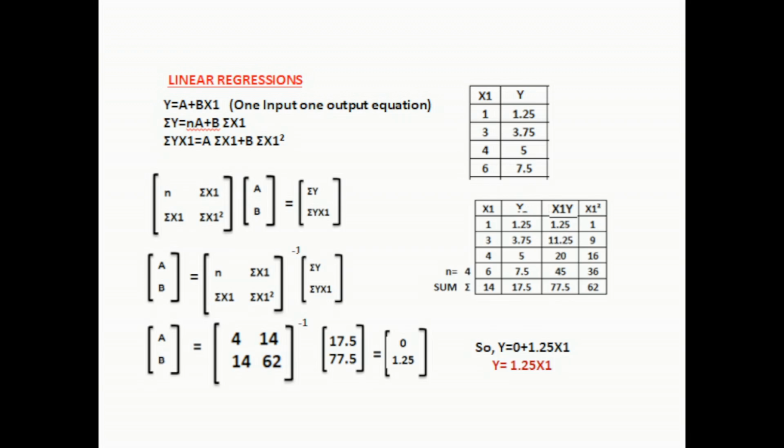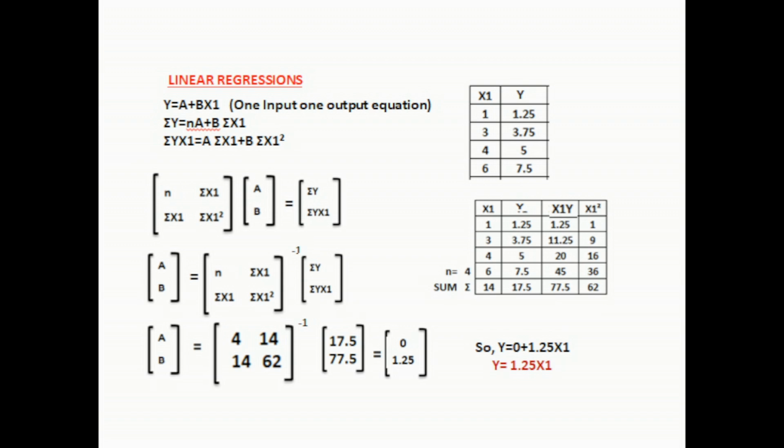Linear regression. Here the equation is one input, one output. That is one variable, another is dependent variable. Equation is y is equal to a plus b x1. If any variations in x1, it will reflect in the y. You see the table on the right side, first table, x1 and y. If x1 is equal to 1, y is equal to 1.25. If x1 is equal to 3, y is equal to 3.75. If x1 is equal to 4, y is equal to 5. If x1 is equal to 6, y is equal to 7.5.